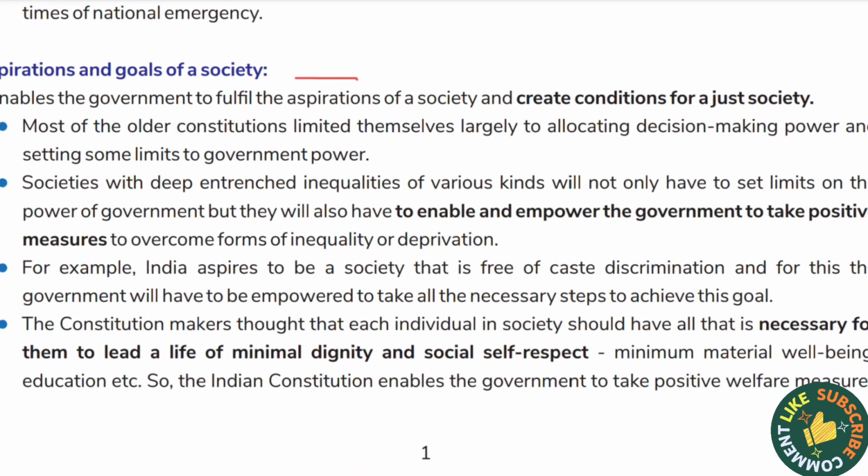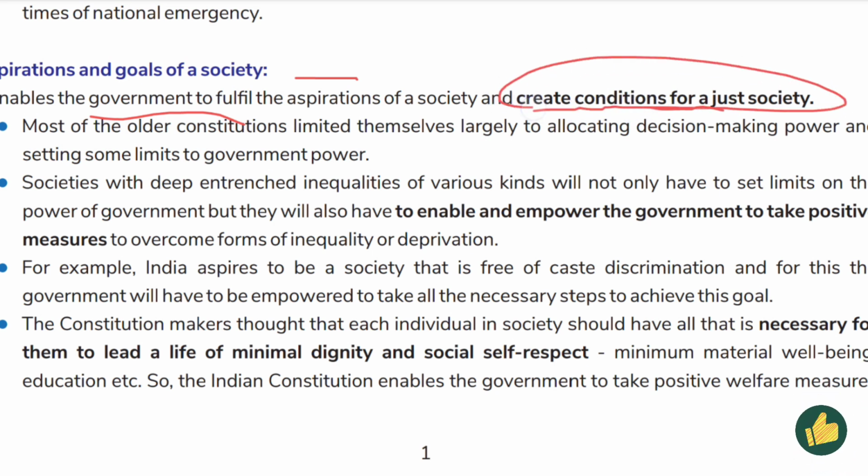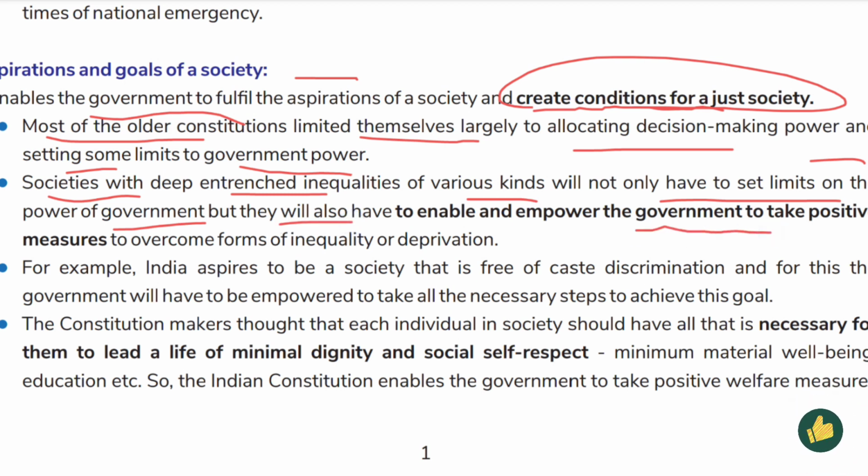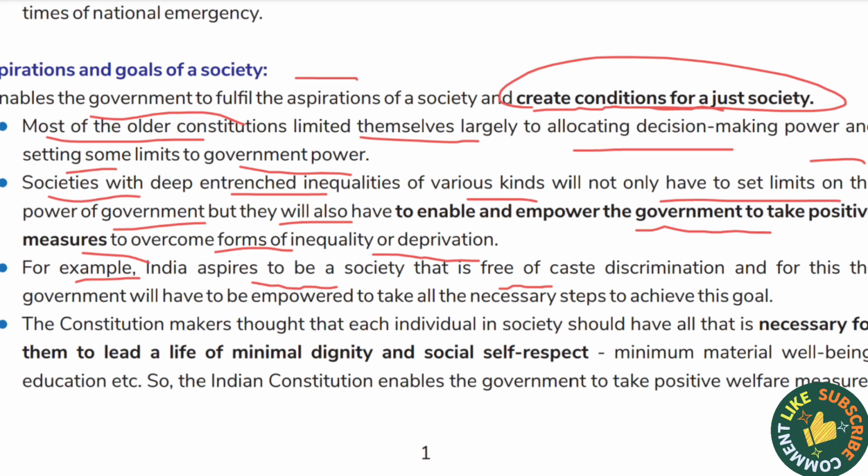Aspirations and goals of a society. It enables the government to fulfill the aspirations of a society and create conditions for a just society. Most of the older constitutions limited themselves largely to allocating decision-making power and setting some limits to government power. Societies with deeply entrenched inequalities of various kinds will not only have to set limits on the power of government, but they will also have to enable and empower the government to take positive measures to overcome forms of inequality or deprivation. For example, India aspires to be a society that is free of caste discrimination, and for this, the government will have to be empowered to take all the necessary steps to achieve this goal.